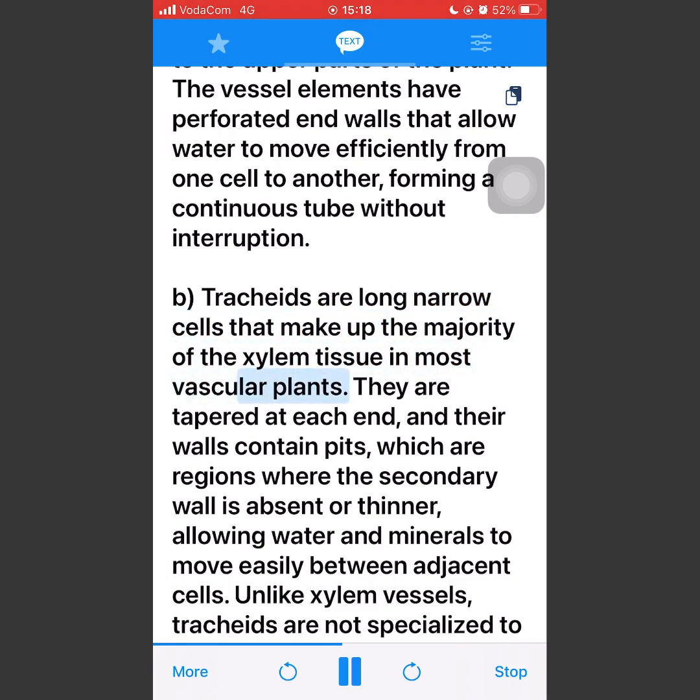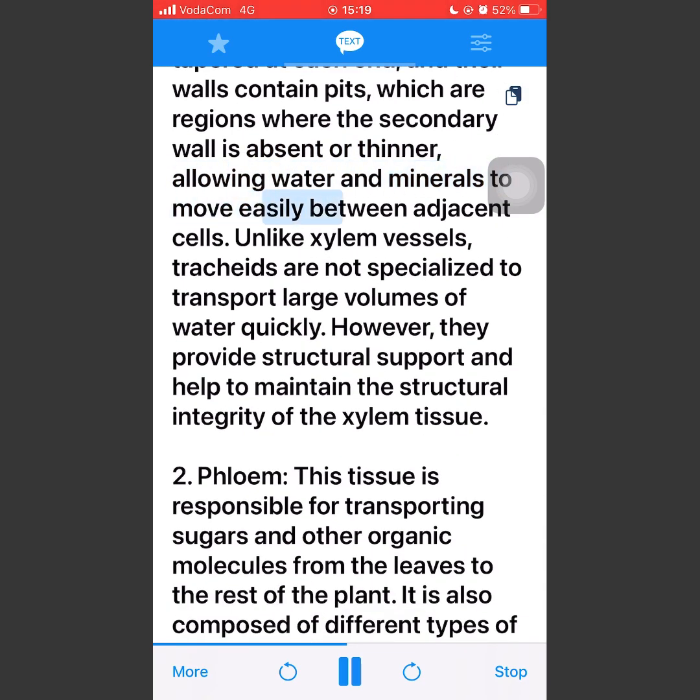They are tapered at each end, and their walls contain pits, which are regions where the secondary wall is absent or thinner, allowing water and minerals to move easily between adjacent cells. Unlike xylem vessels, tracheids are not specialized to transport large volumes of water quickly. However, they provide structural support and help to maintain the structural integrity of the xylem tissue.